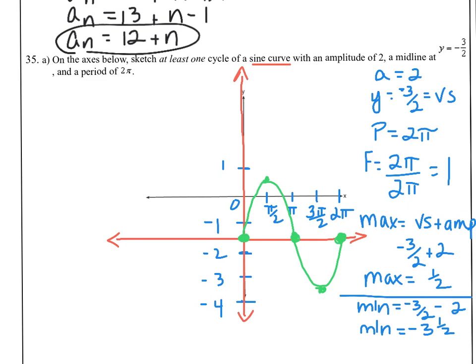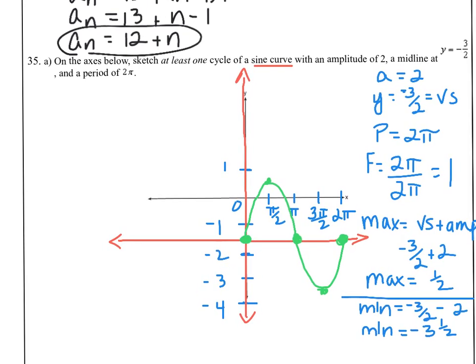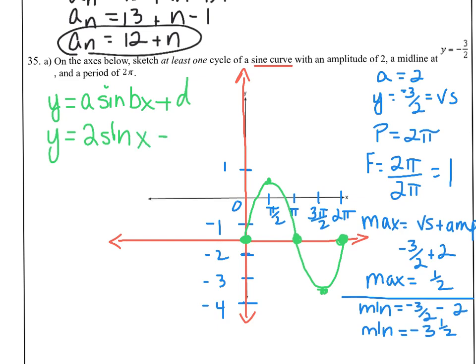If I wanted to write the equation of this graph, not that it asks for it, remember any sine or cosine curve will always take the form of y equals a sine bx, and in this case I have a shift vertically, so plus, and let's just call it d. In this case I know that my amplitude is 2. The frequency of my graph is 1, so my b would just be 1, right? And then I shifted down 3/2, so minus 3/2.